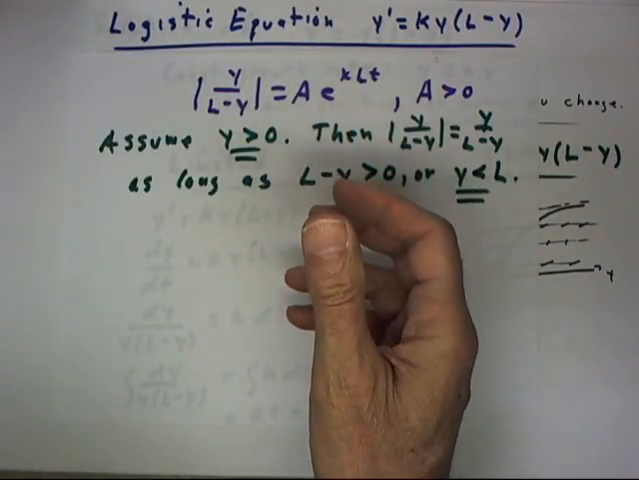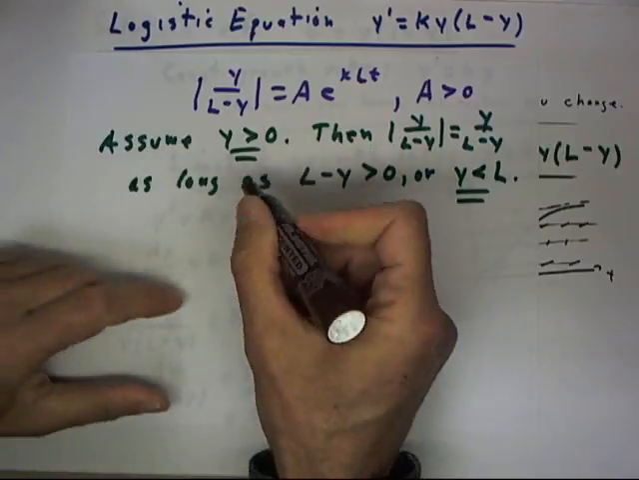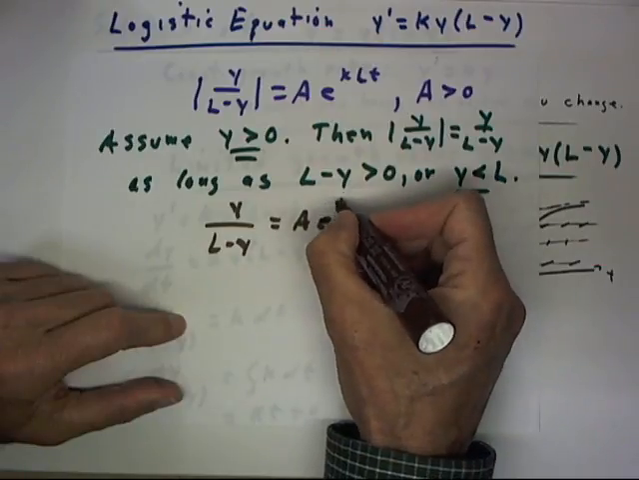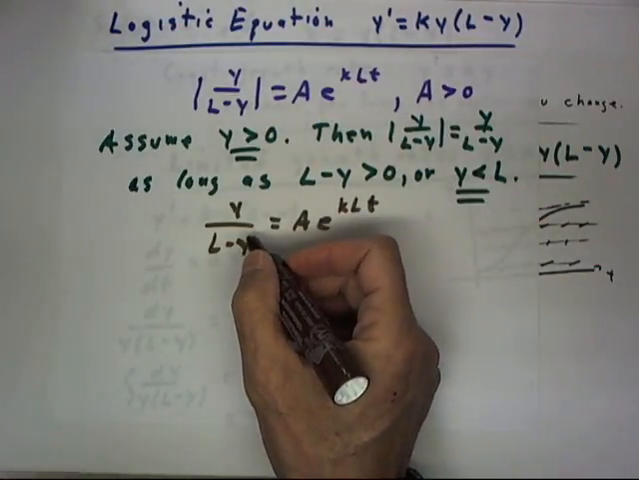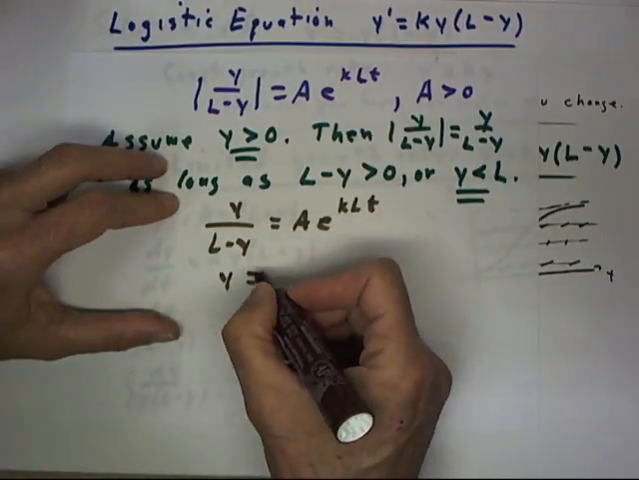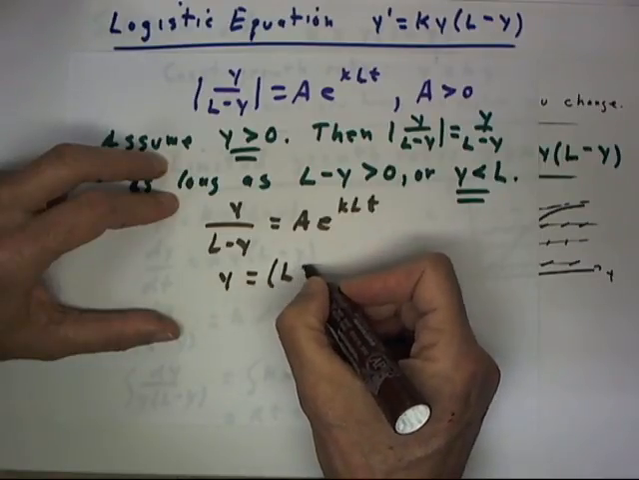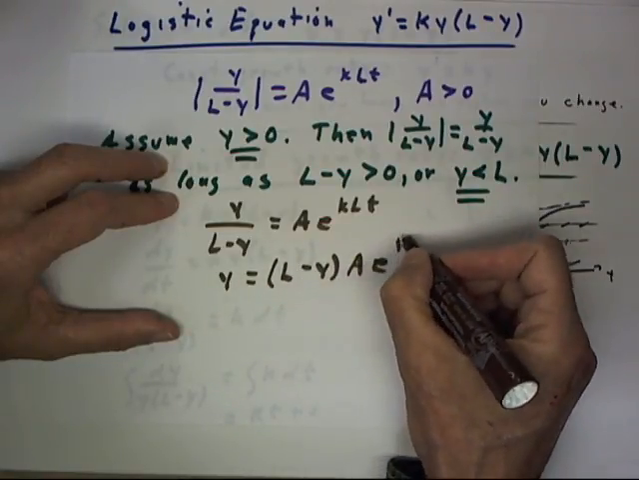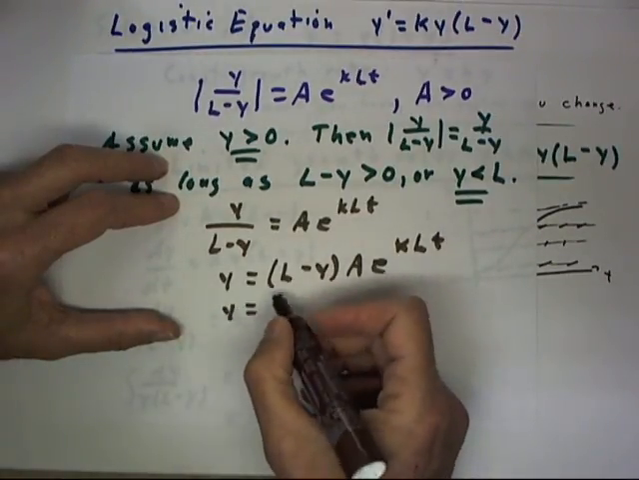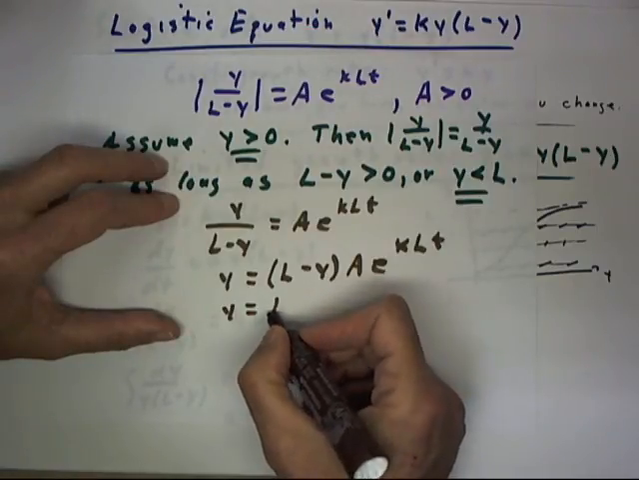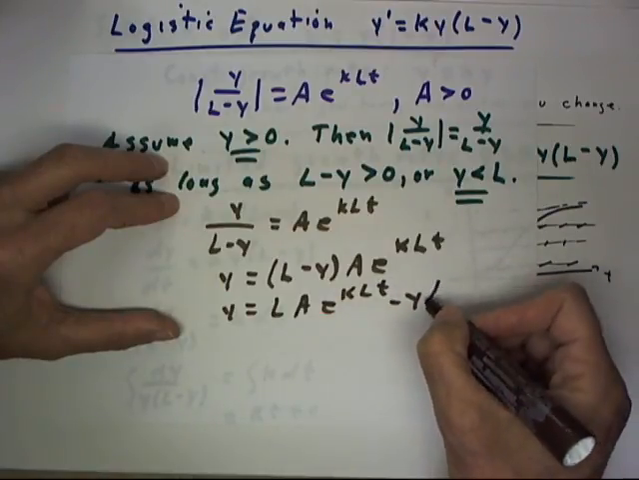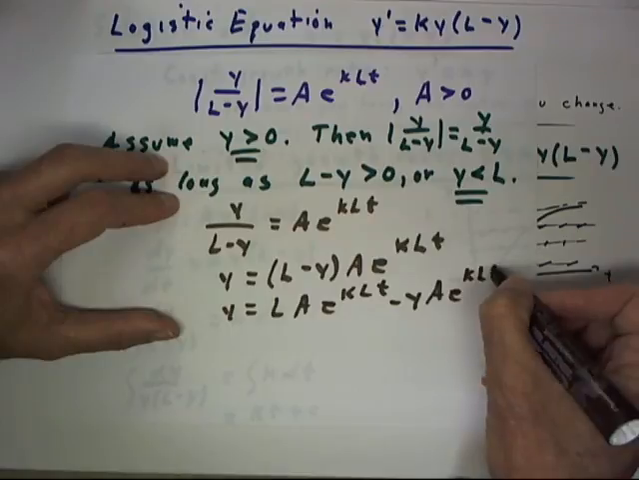Now if we remove the absolute value sign, the equation just becomes y over L minus y equals a e to the KLT, and we can solve the equation for y. Multiply both sides by L minus y, we get L minus y. Y equals L minus y times a e to the KLT. If we distribute, well, let's go ahead and write it out just to be careful. This will be L a e to the KLT minus y times a e to the KLT.